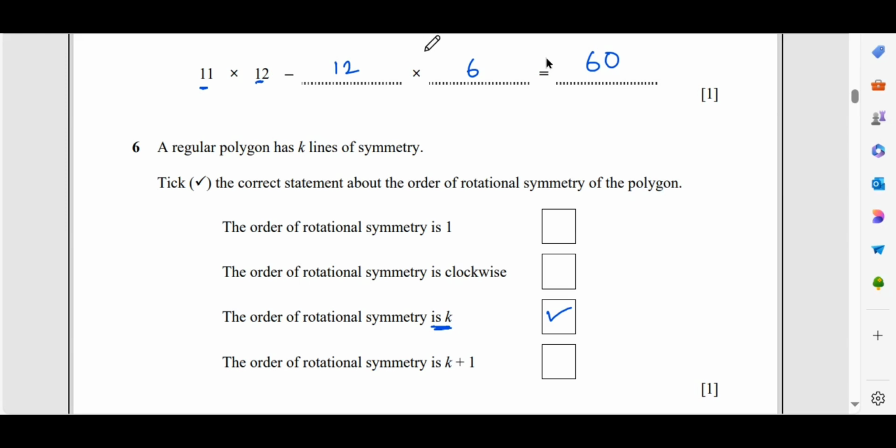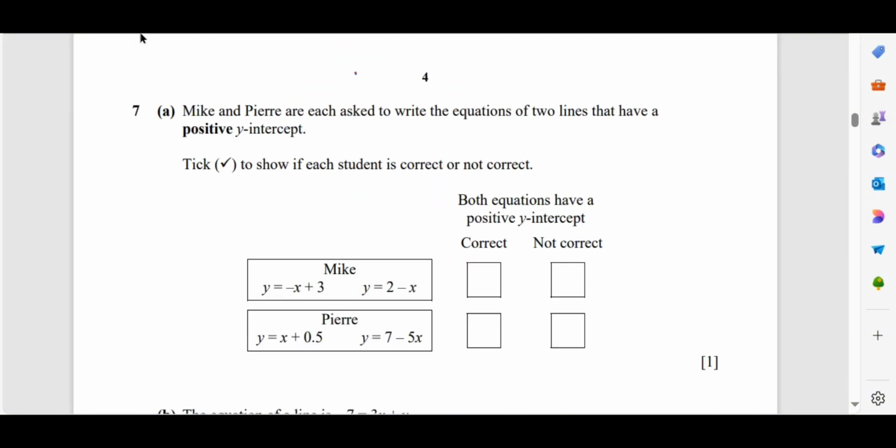So let's move to number 7. In question 7, which we have A and B, they say Mike and Pierre are each asked to write an equation of two lines that have a positive y-intercept. Okay, so they both gave us two equations. So they are now asking us which one of them is correct.